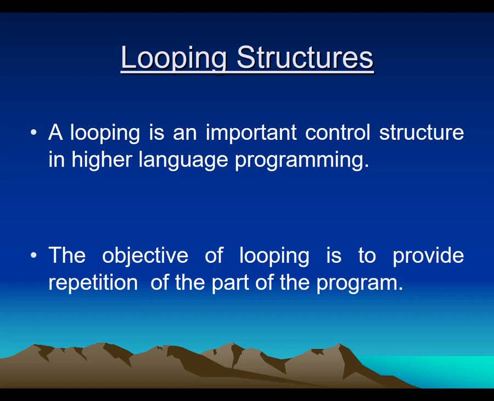What is looping control structure? As you can see over the screen, looping is an important control structure in higher level programming languages. The objective of looping is to provide repetition of a part of the program. See what will be new in this topic. Day by day we are climbing up one ladder.